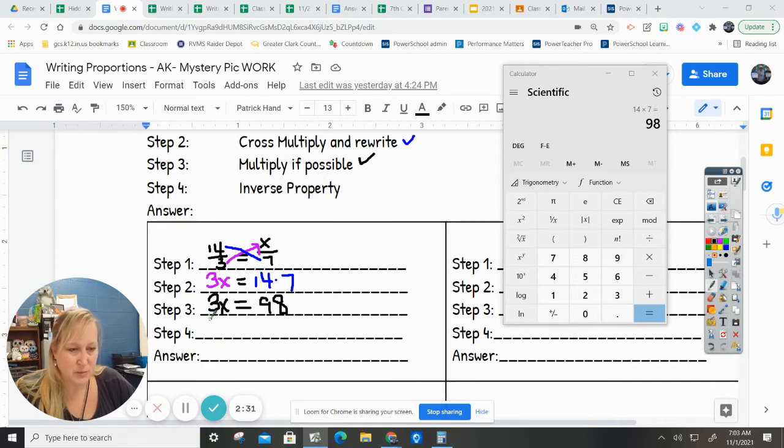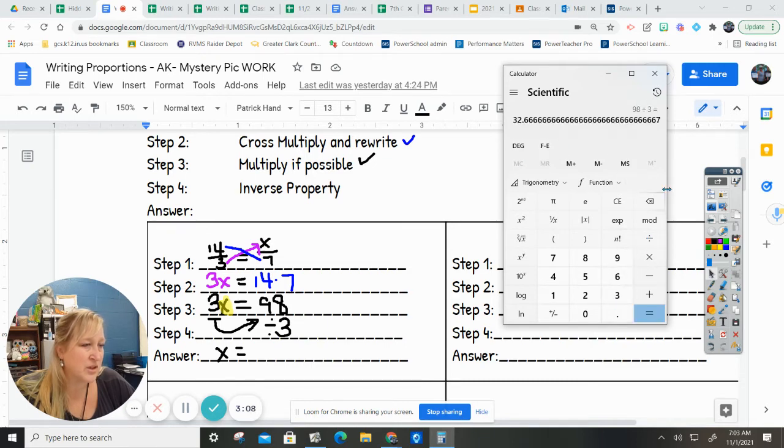Step four is to use the inverse property, which means that I am doing the opposite of the property that is happening here. So that is multiplied by 3. The inverse or opposite would be to divide it by 3. And since I have moved this 3 over, the only thing that's left on that side is the x. So I'm going to rewrite that x, and I'm going to do 98 divided by 3. 98 divided by 3 equals 32.6 repeating, that's a 2.